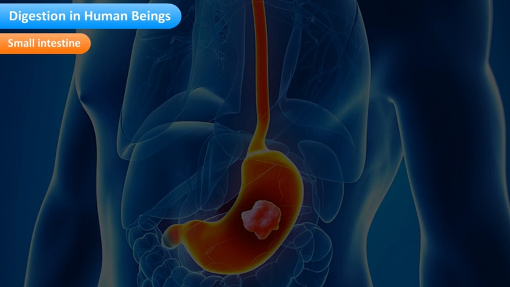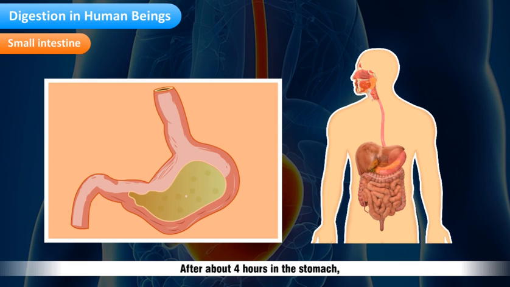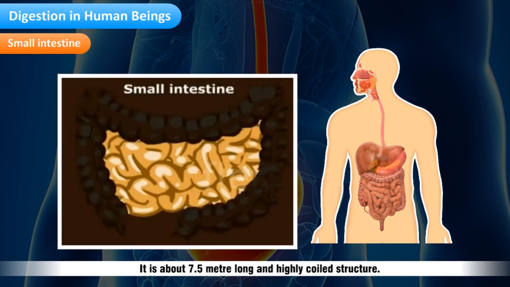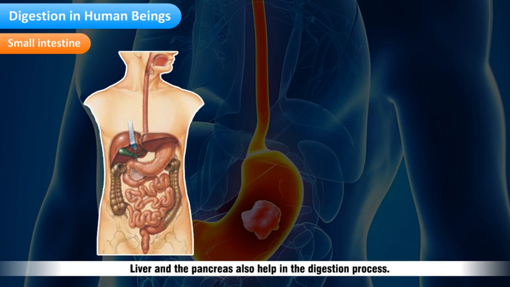Small intestine. After about 4 hours in the stomach, the food changes into chyme and moves into the small intestine. The small intestine is the longest part of our digestive system. It is about 7.5 meters long and a highly coiled structure. It is the part where most of the nutrients present in the food are absorbed.